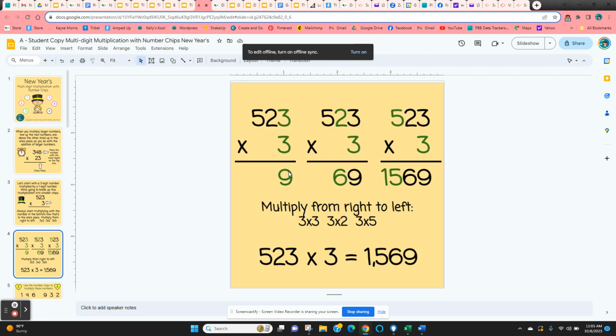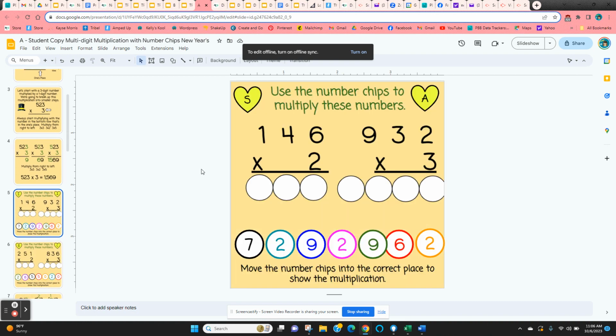So 3 times 3, we're going to place the 9. And then 3 times 2, and that's actually 3 times 20 because the 2 is in the tens place. That's why our 6 would actually be 60 in the tens place. So again, right to left, 3 times 3, 3 times 2. And then for our final number, 3 times 5 is 15, with an answer of 1,569.